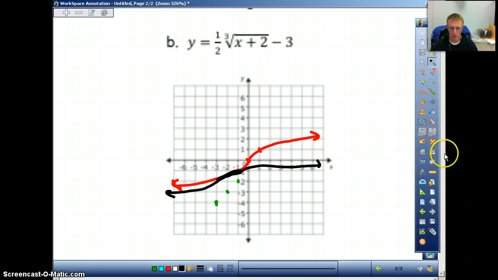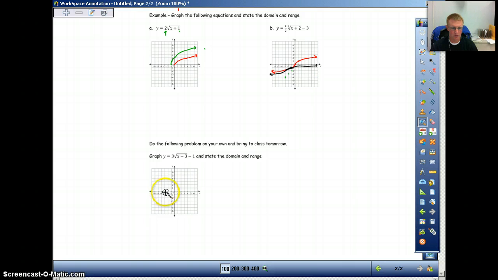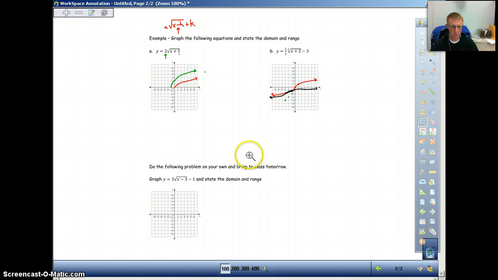Down below here, I'm going to put this back to normal. Down below, I want you to do this on your own. So try and graph this on your own with the principles we just talked about, and then bring it to class tomorrow. That's what we'll start the class with to see how you did. With the domain and ranges up here, we didn't go over that, so let me do that real quick. I apologize, I forgot about that.